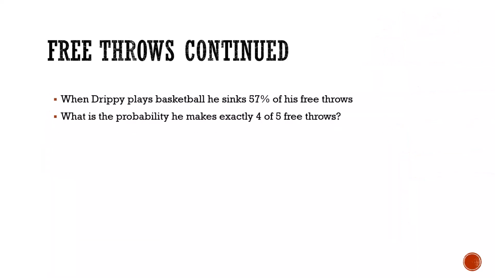So we are trying to figure out the probability that he makes exactly 4 of 5 free throws. Basically, if X is the number of free throws being made, I'm trying to figure out what's the probability that X is equal to 4.